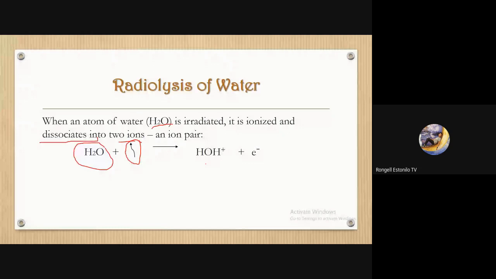So this is water in the human body being irradiated. After radiation, yung water mabe-break down into HOH. So we have the positive ion and we have one negative ion. So yung magiging effect nito, yung water, ihihiwalay sa dalawa. Isang positive ion, HOH, and isang negative ion, which is an electron.